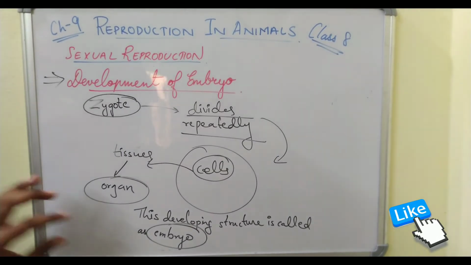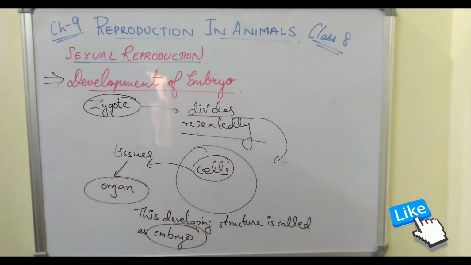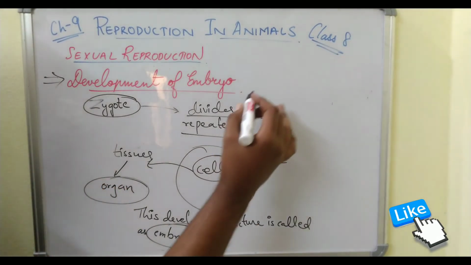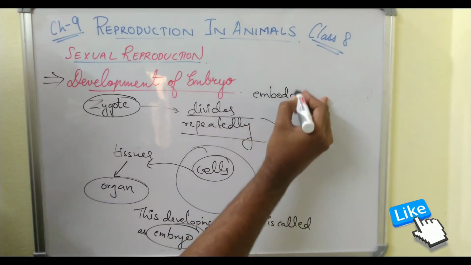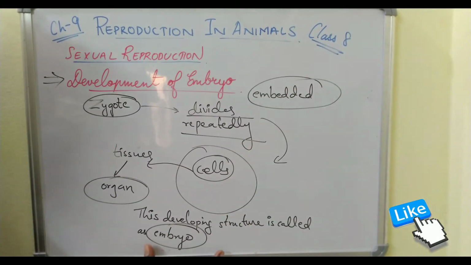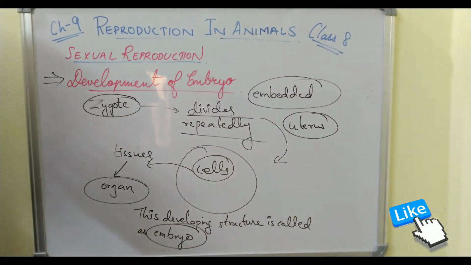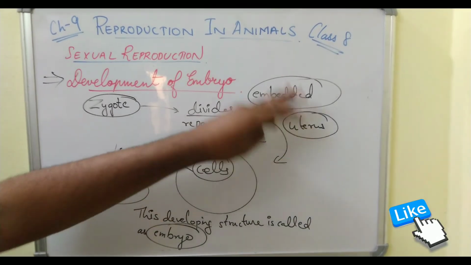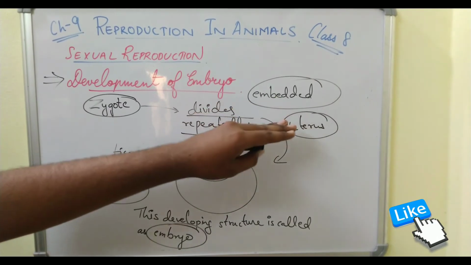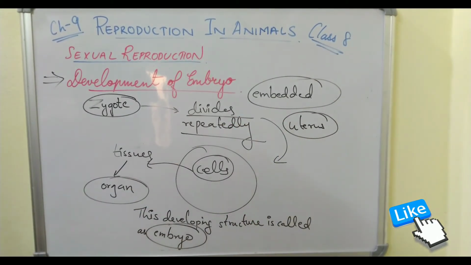And then what happens? The embryo gets embedded. Embedded means that after the zygote, the embryo is formed and this embryo is embedded onto the uterus. Embedded means it is basically sticking onto it. So the embryo continues to develop while embedded on the uterus, and gradually, what happens after that?